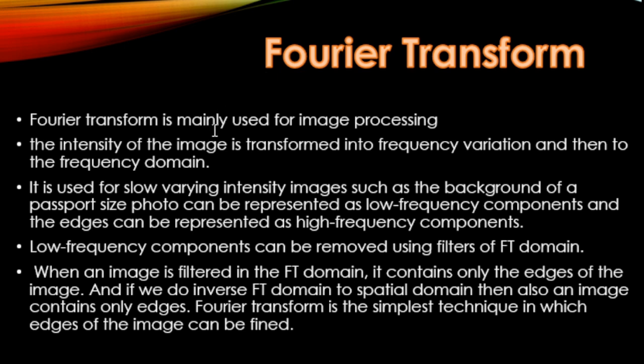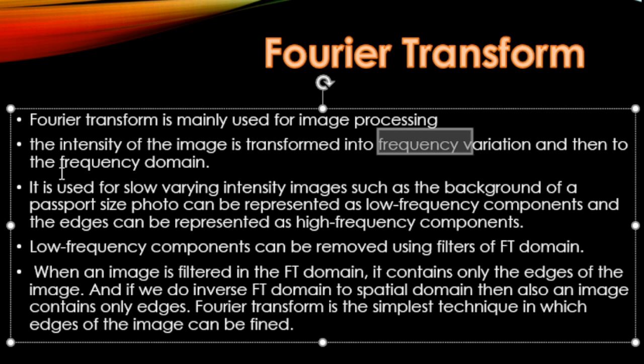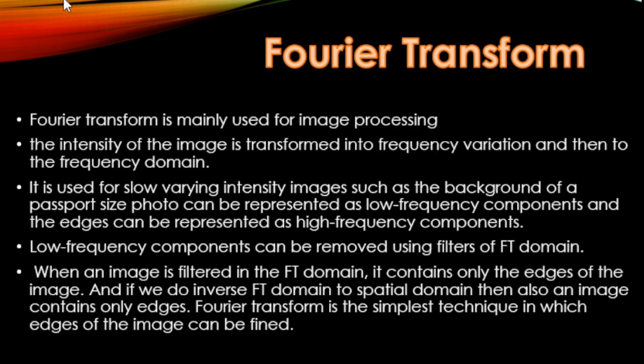Fourier transformation is mainly used for image processing, and in FT the intensity of the image is transformed into frequency variation and then into the frequency domain. It is used for slowly varying intensity images. For example, the background of a passport size photo can be represented as a low frequency component and the edges can be represented as a high frequency component. So the background component of an image is in the form of low frequency and the edges of an image are in high frequency.